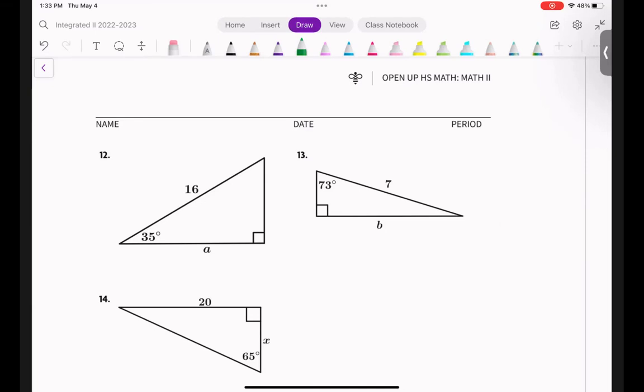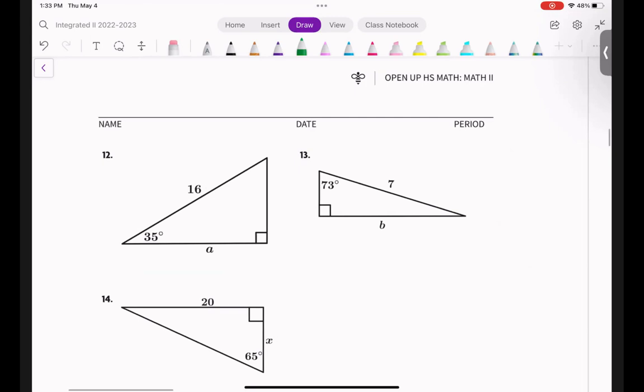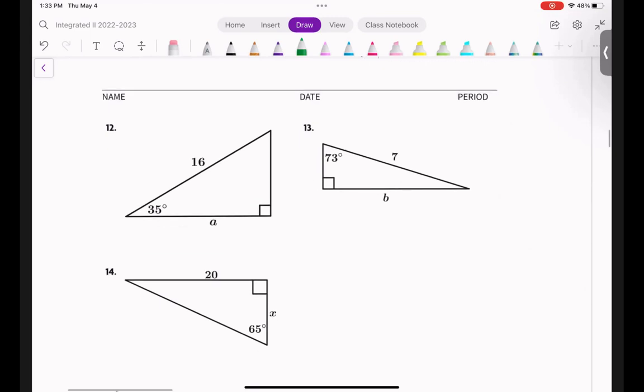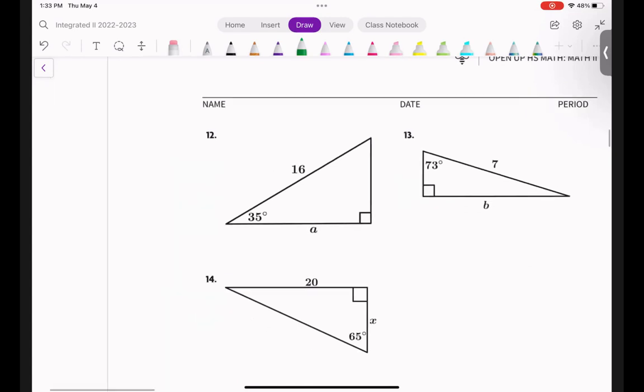Okay, so we are on 6.8, ready, set, go. And we're going to be doing one of these problems here. When you're doing problems like this, they're asking you to find the missing side. Whenever you're doing this problem, I need you to go through a couple of steps so that you feel more confident that you have a lot of tools.